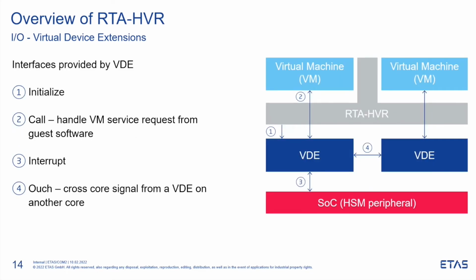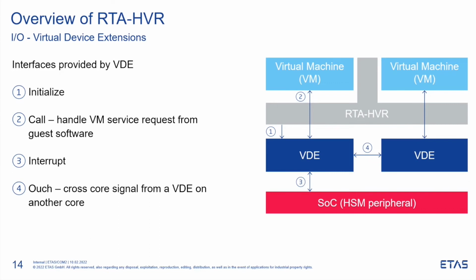Just looking at the architecture of a VDE, or the APIs that a VDE needs to handle, there are four main classes of interface that the VDE has to look after. The first is the initialization. So when the hypervisor starts up, the hypervisor controls the initialization, the startup of each of the virtual machines, and also the VDEs. So it makes a call to a VDE to make whatever initialization is necessary, and the VDE will presumably do some interaction with underlying hardware if it's making use of that.